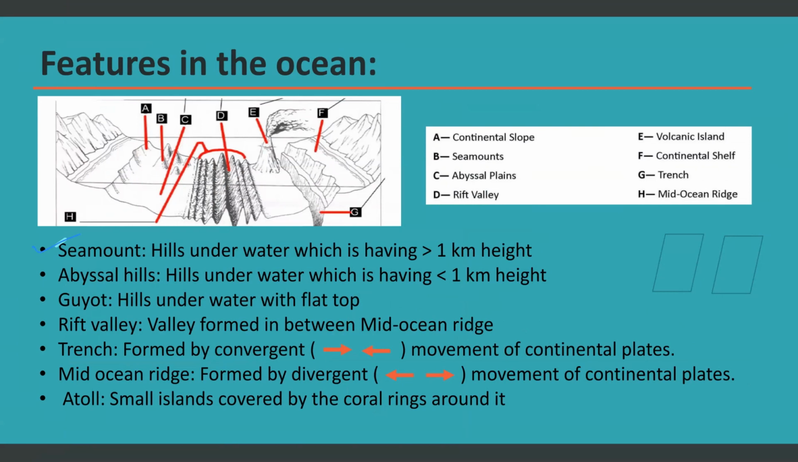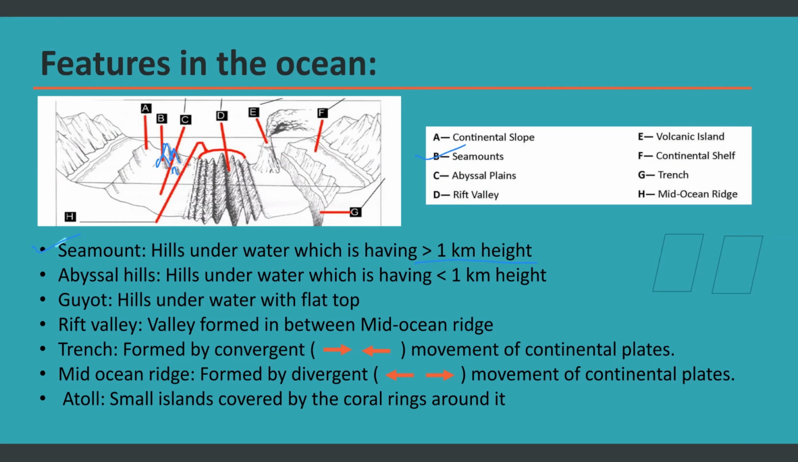These are the hills underwater which have more than 1 kilometer of height. These can be called seamounts. In the description, you can also see these are the seamounts. In the B image, you can see a hill which has more than 1 kilometer height.